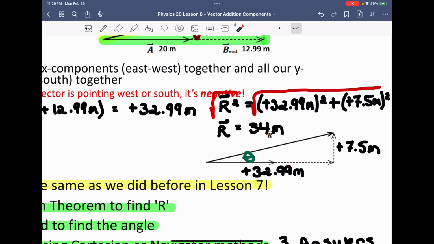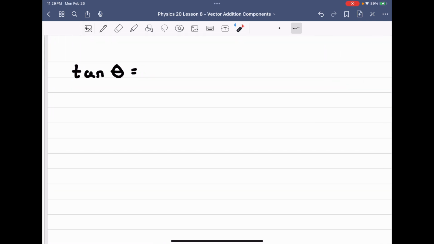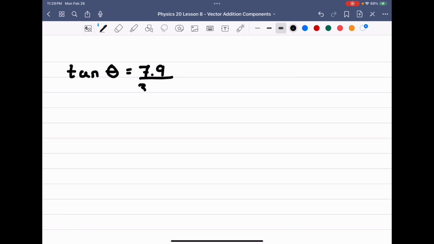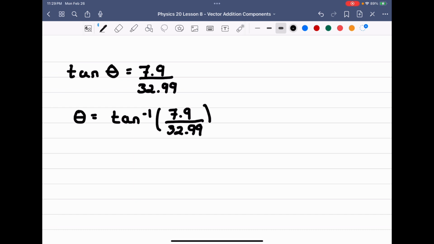So 7.5 divided by 32.99. And so let's make sure to put that in here, 7.9 divided by 32.99. And then continuing this, we would say that theta is equal to, we have to inverse tan in order to get the specific angle, inverse tan of 7.9 divided by 32.99. Perfect. And then once we get an actual angle from here, we would solve that. Once it's in degree mode and we type this into our inverse, theta would be equal to positive 13 degrees.